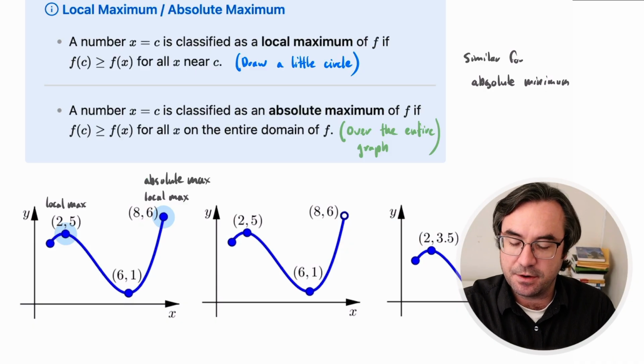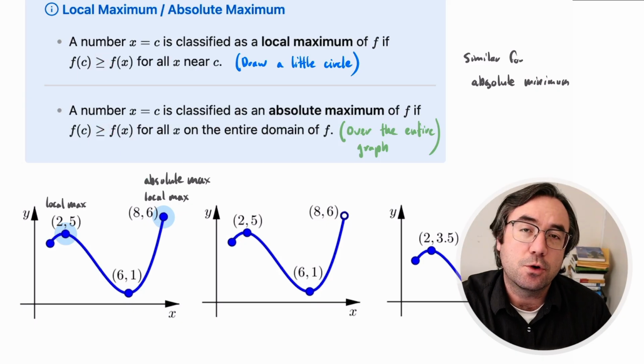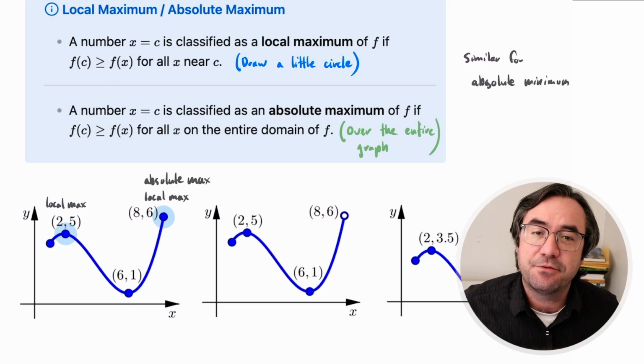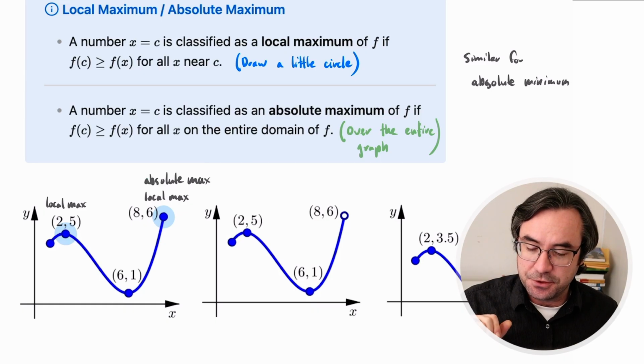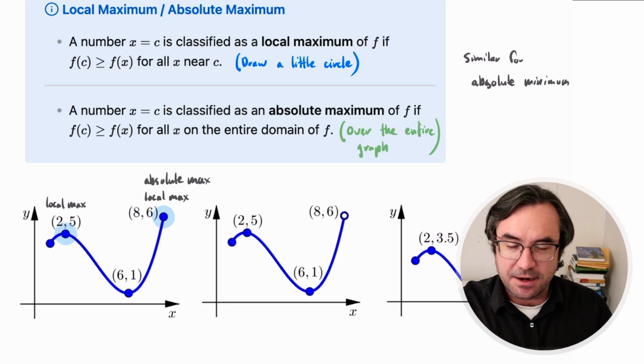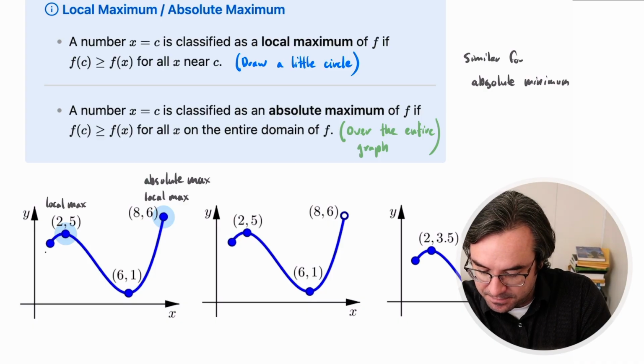So the only thing different is it'll be less than or equal to. So local min is a low point on your graph. Absolute min is the lowest point on your graph. So let's do the same thing, and let's think about local mins. And I want to label this point. This is (1, 4).